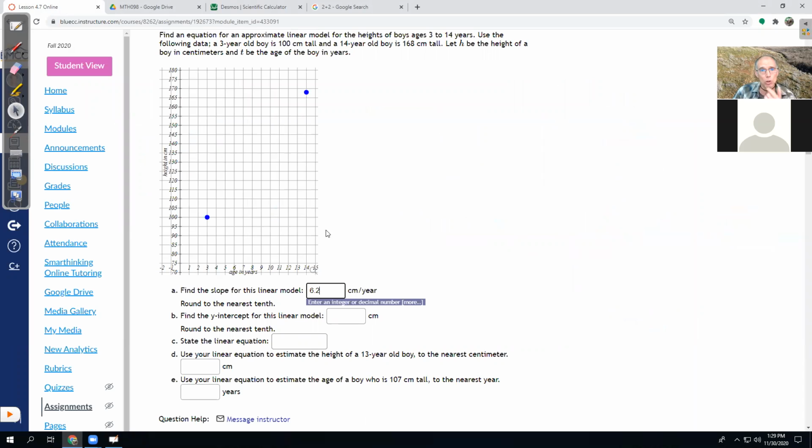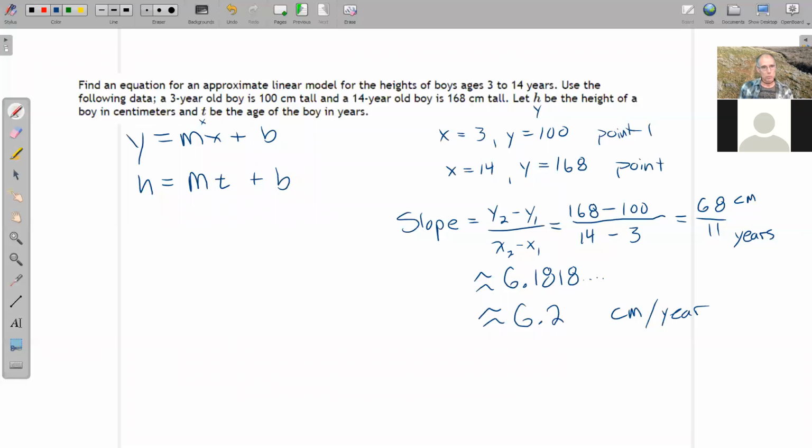The y-intercept's a bit more work, and let's go back. So at this point in my formula, I think that h is equal to about 6.2 times t plus b, and I need to know what is this b right here. All right, so to do that, we just pick one of these points to plug in. I'm going to go for the first one. So if t is 3, I'm going to plug that in, multiply it by the 6.2, and that's supposed to equal a height of 100, and that will help us figure out what b is.